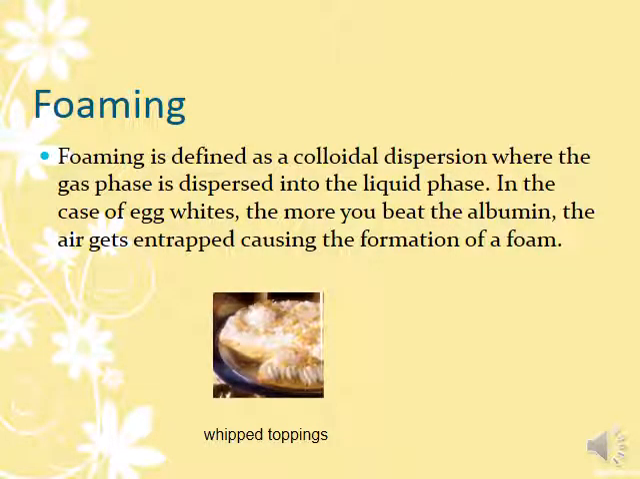Foaming is defined as a colloidal dispersion where a gas phase is dispersed into the liquid phase. In the case of egg white, when you beat the albumin component of the egg white, the air will get trapped, and this will cause the formation of a foam. That's why the characteristic of foam is light, due to the air that gets trapped during the whipping or whisking.